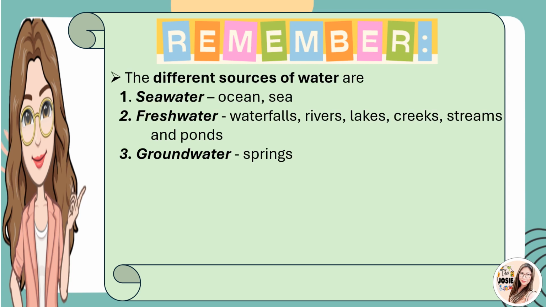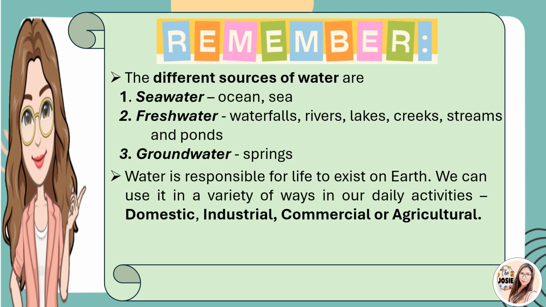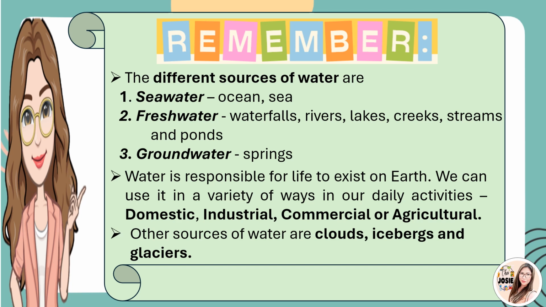The different sources of water are first the seawater. Examples, we have ocean and sea. Next, we have fresh water. Examples, waterfalls, rivers, lakes, creeks, streams, and ponds. Number 3 is the groundwater. Example, we have springs. Water is responsible for life to exist on Earth. We can use it in a variety of ways in our daily activities, such as domestic, industrial, commercial, or agricultural. Other sources of water are clouds, icebergs, and glaciers.